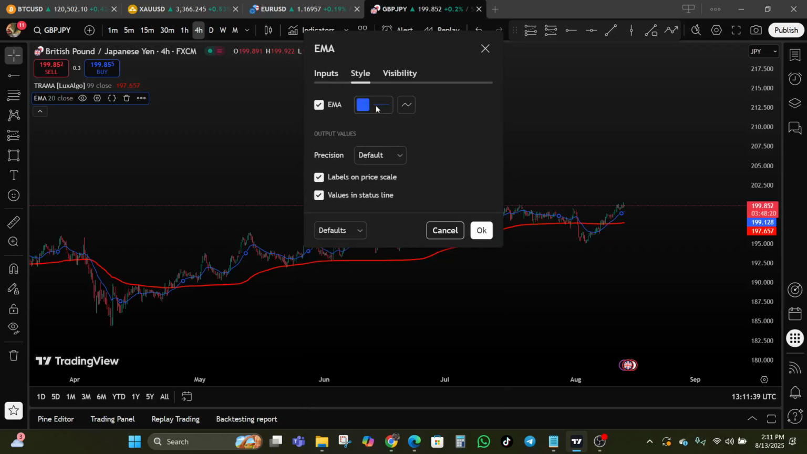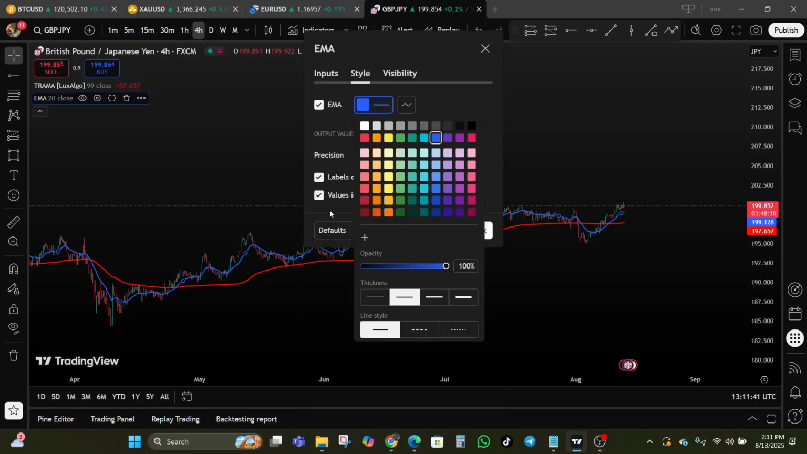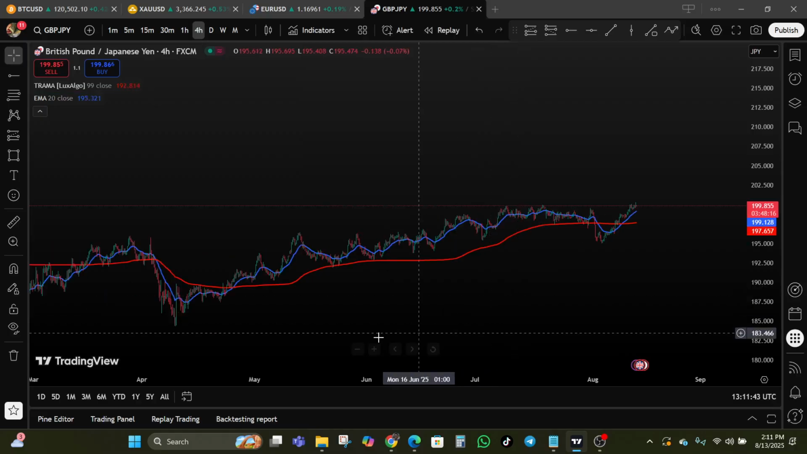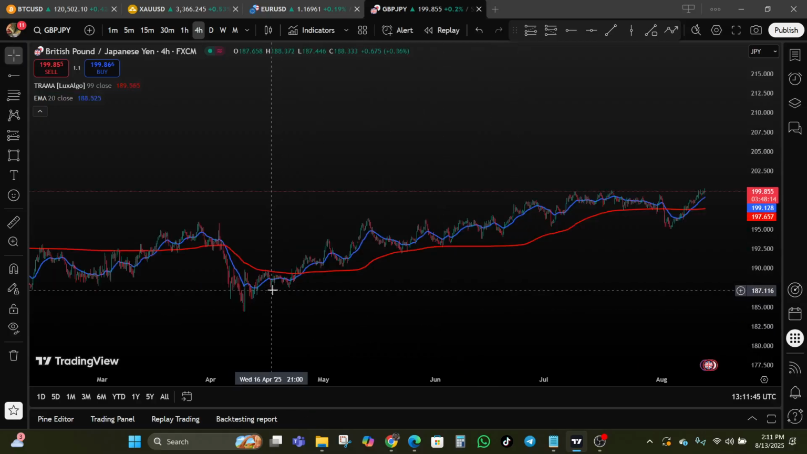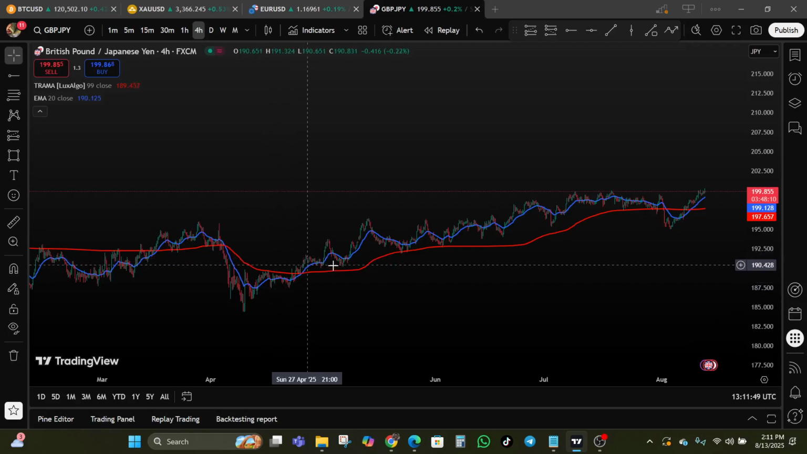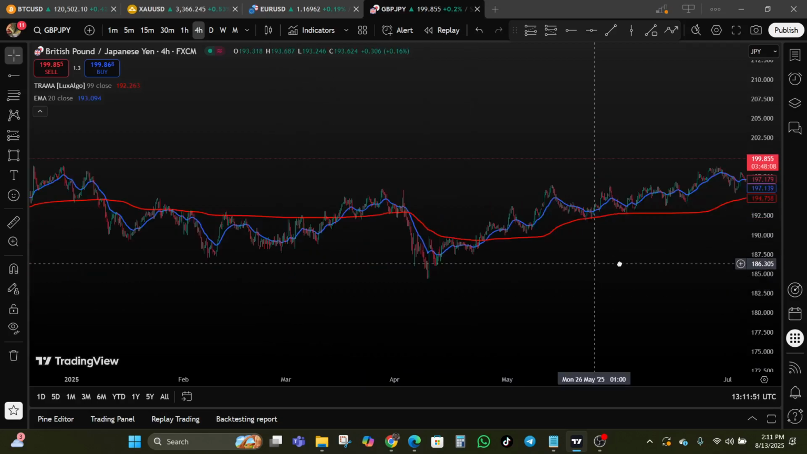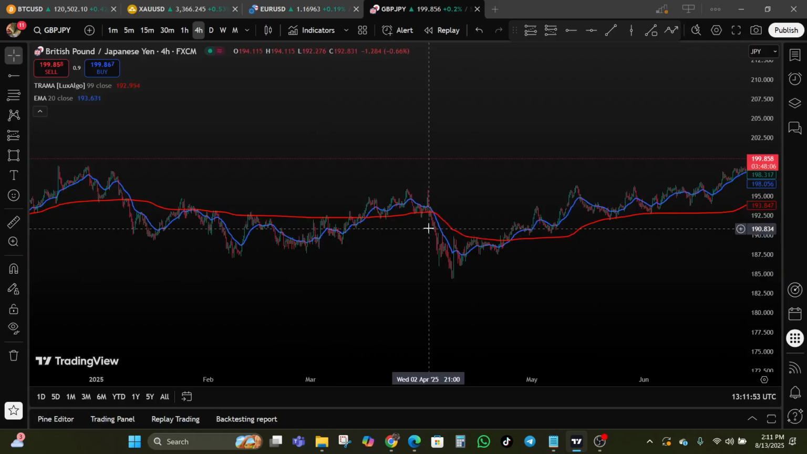For the crossover strategy, once you have the shorter length moving average cross above the TRAMA, it's going to be a buy signal. Once you have the shorter length moving average cross below the TRAMA, it's going to be a sell signal. So that's when you're using it for the crossover strategy.